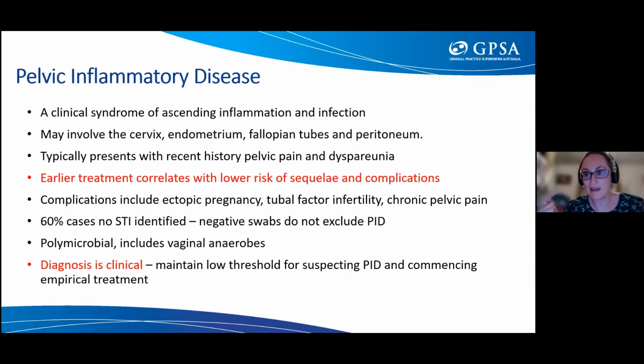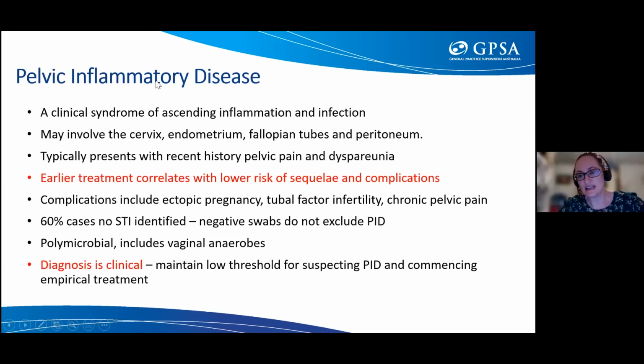And if you suspect PID, to get the treatment underway, because the sequelae for PID include ectopic pregnancy and chronic pelvic pain. So it's just so important that we don't delay if we suspect. Yeah, so I think that is an extraordinarily important teaching point for registrars as well, which they may not know.